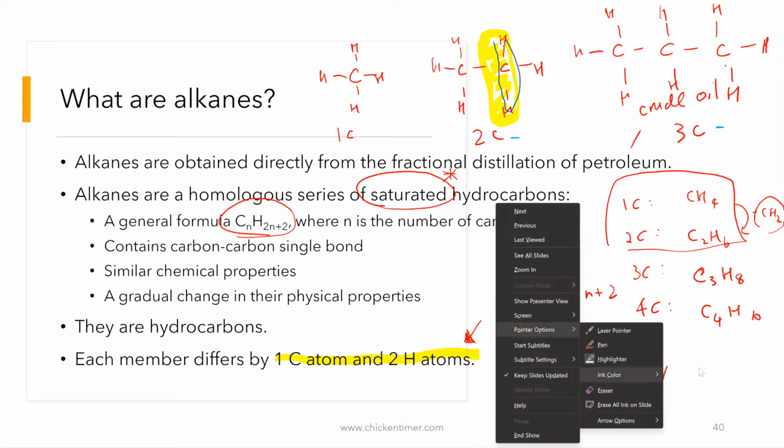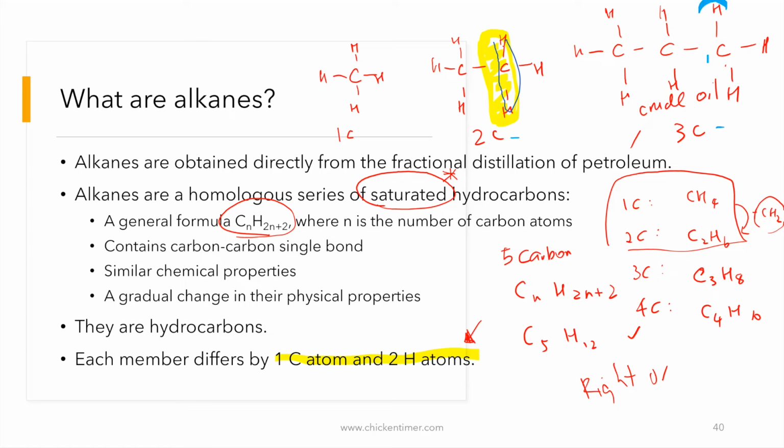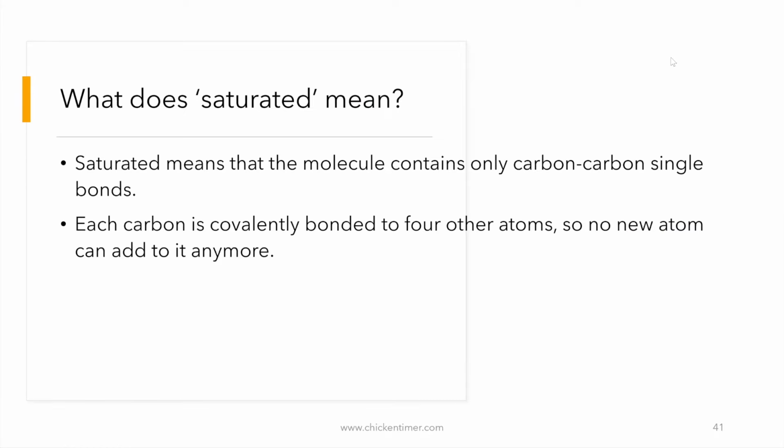CH2. So you have 1 extra group of these. Then from the 2 carbon to 3 carbon, they differ by 1 carbon and 2 hydrogen atoms again. This is what I mean. Okay? So then now I explain this.